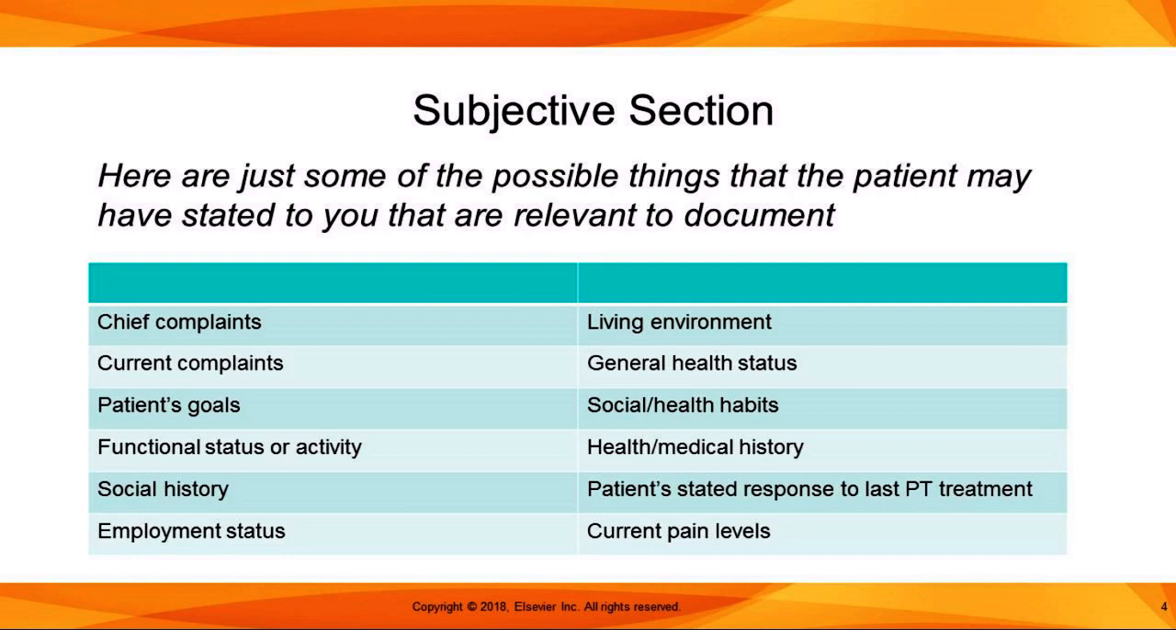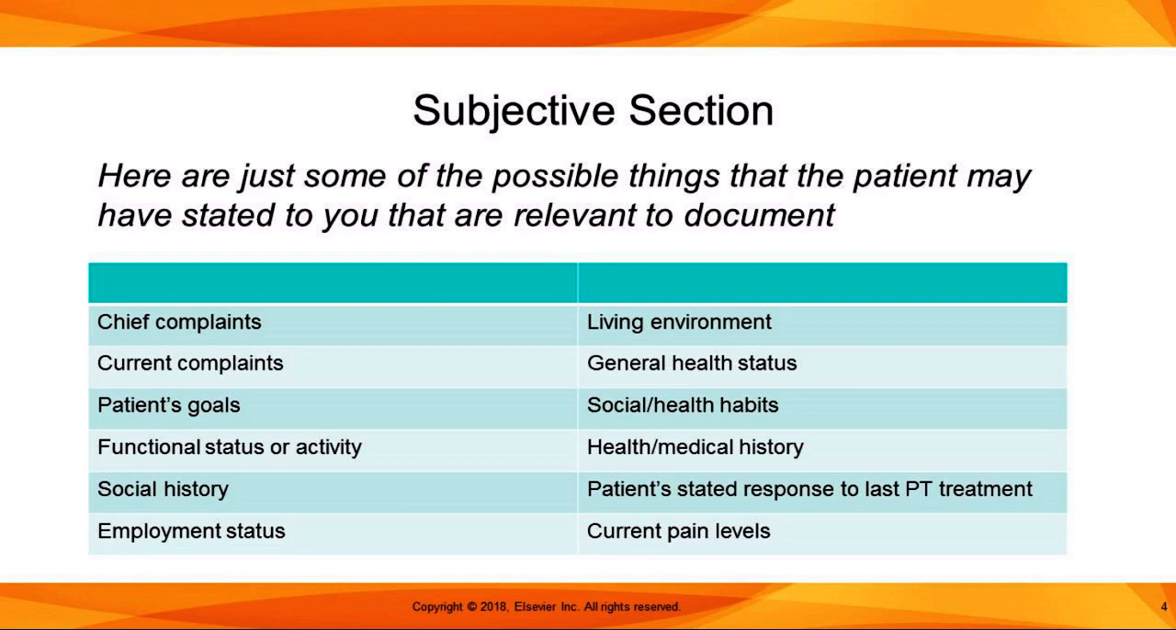Their current complaints. Well, yesterday I was feeling pretty good until I went out to work in the yard because it was such a nice day, and now my knee's really throbbing. I had a hard time sleeping last night. That's a current complaint. Their goals. I really want to be able to do all my yard work this summer without knee pain. That's a goal. Functional status or activity. What they're doing that aggravates it. Like they're still able to work in their yard, but it aggravates their knee pain.